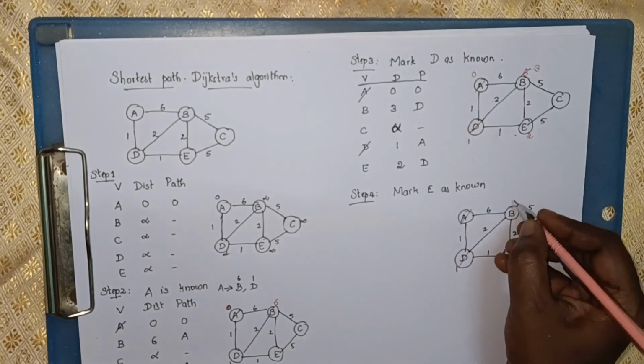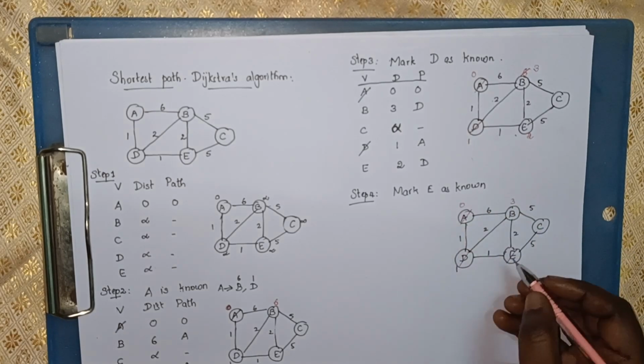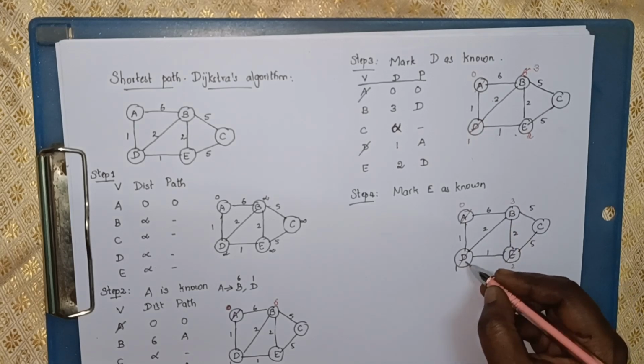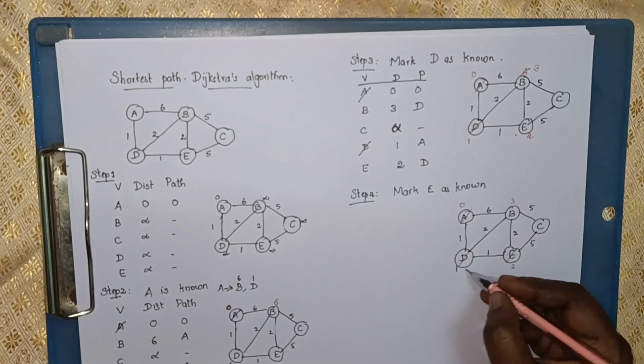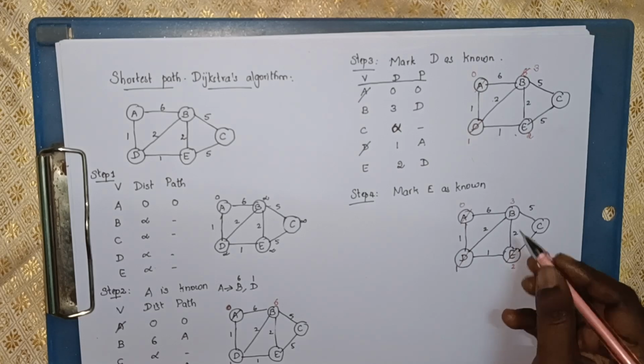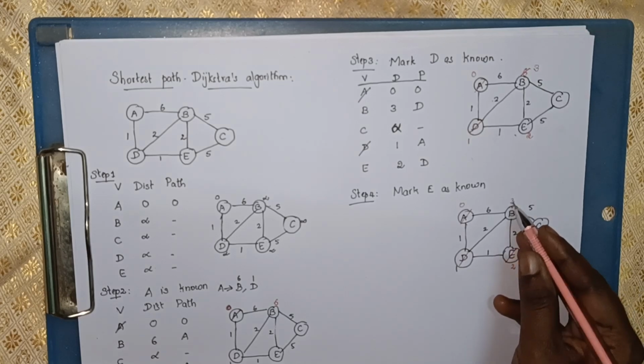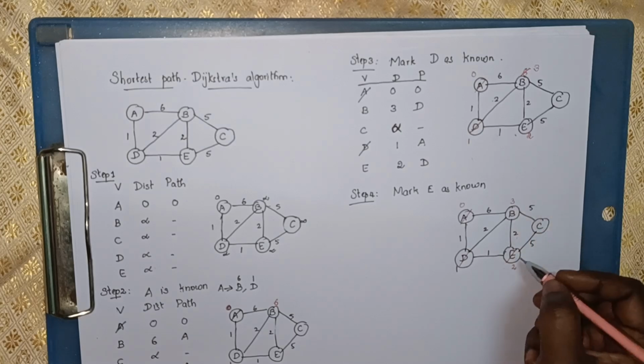Now we are going to check the distance. From E, we can go to D, but D is already known, so you need not change it. So leave it. Then from E, you are going to B. So here you already have a distance of 2 for E. 2 plus 2 will give 4. But 3 is already there and it's the minimum. So no need to change the 3, just leave it.